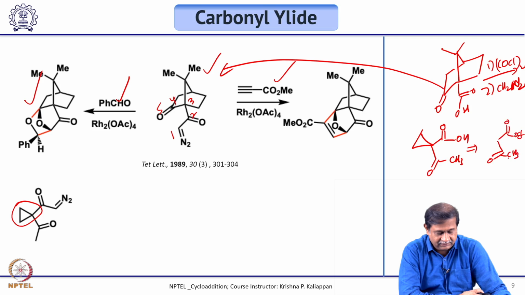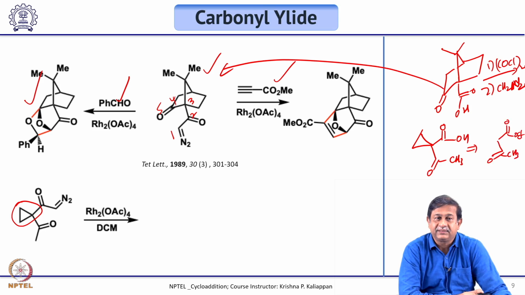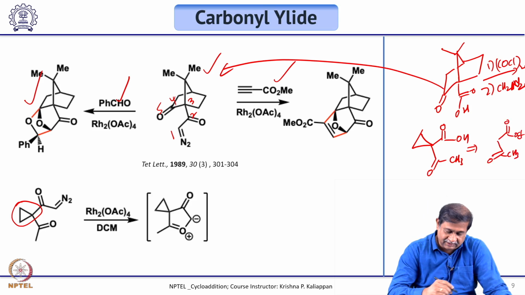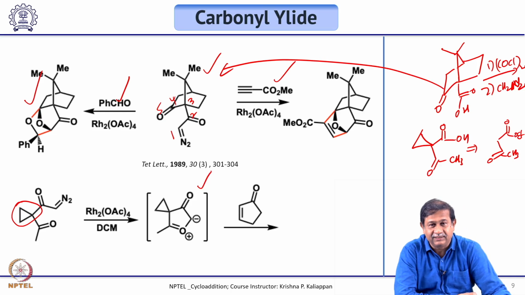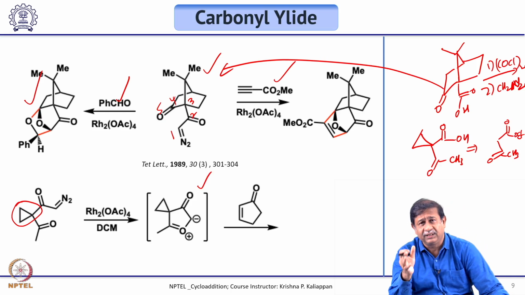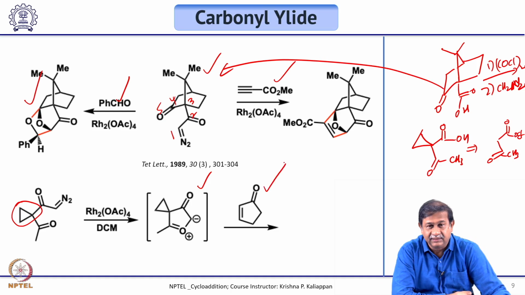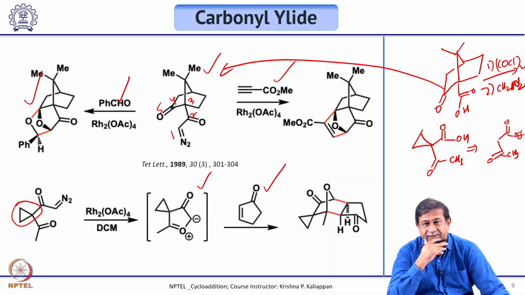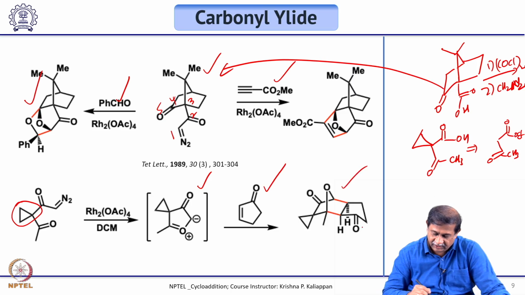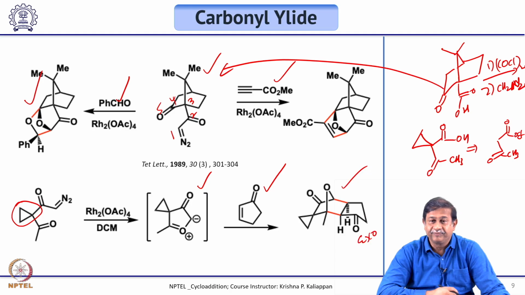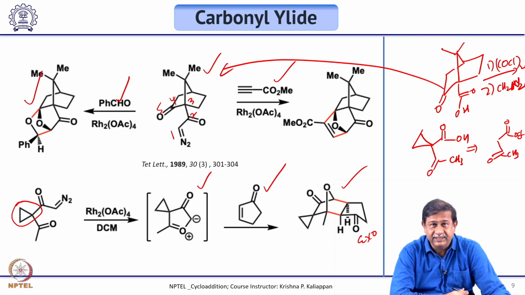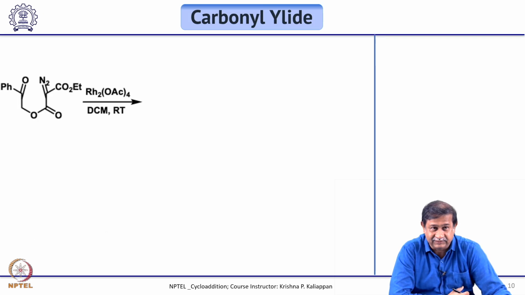Okay. And this, upon treatment with dirhodium tetraacetate, generates this carbonyl ylide, and the in situ generated carbonyl ylide can undergo 1,3-dipolar cycloaddition with various dipolarophiles. Here, if it reacts with cyclopentenone or any cycloalkenone, it can give this tetracyclic compound, and again this is an exo product, and the regioselectivity is fixed, stereoselectivity is fixed. So, this way one can get polycyclic compounds through 1,3-dipolar cycloaddition reaction.